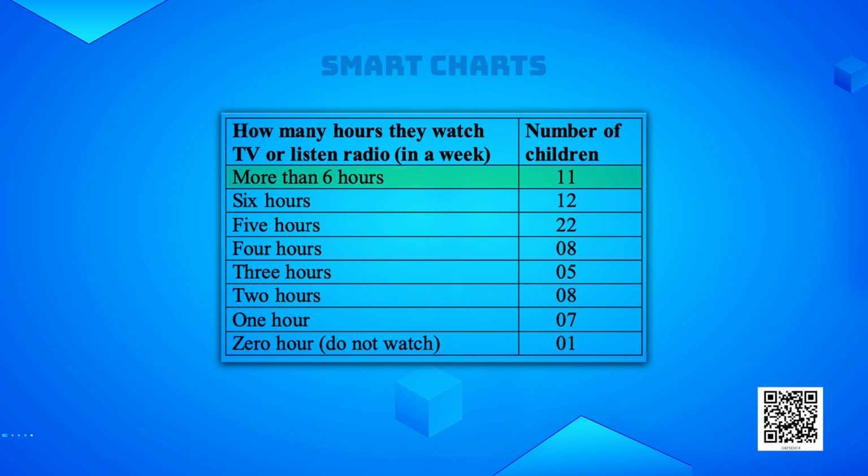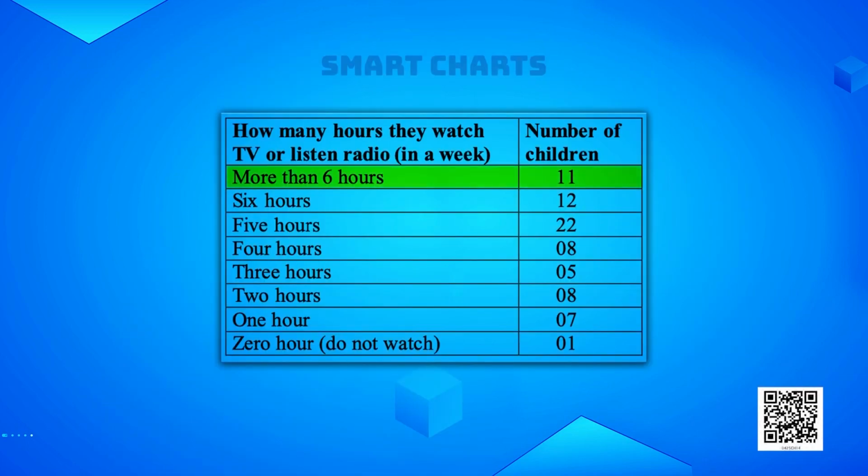So, 11 friends had spent more than 6 hours in front of a TV or radio in a week, 12 friends had spent 6 hours, 22 friends had spent 5 hours in a week, 8 friends have spent 4 hours in a week, 5 friends have spent 3 hours in a week, 8 friends have spent 2 hours in a week, and 7 friends spent 1 hour in a week, and finally there was one friend who does not watch TV or does not listen to radio, that means he spends 0 hours in a week.